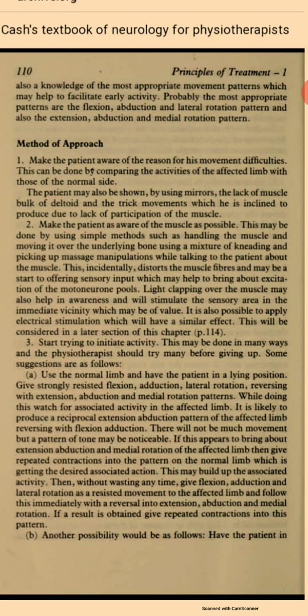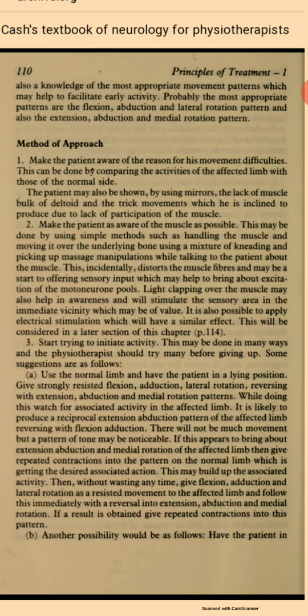If this appears to bring about extension, abduction, and medial rotation of the affected limb, then give repeated contractions into the pattern on the normal limb, which is getting the desired associated reaction. This may build up associated activity. Then, without wasting any time, give flexion, adduction, and lateral rotation as a resisted movement to the affected limb and follow this immediately with a reversal into extension, abduction, and medial rotation. If a result is obtained, give repeated contractions into this pattern.